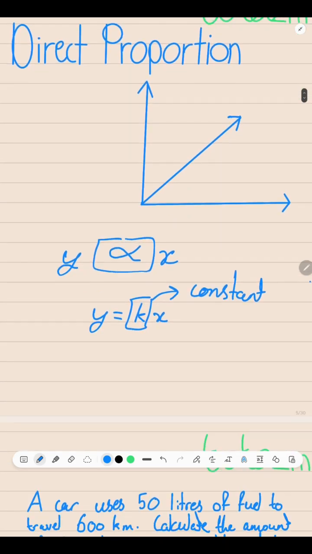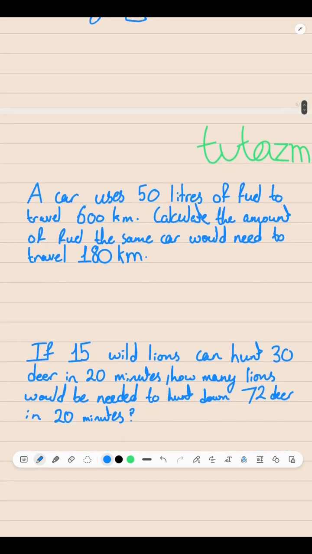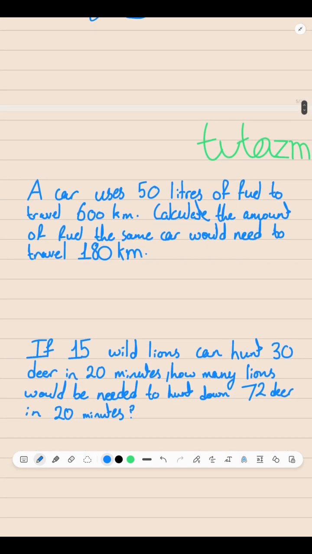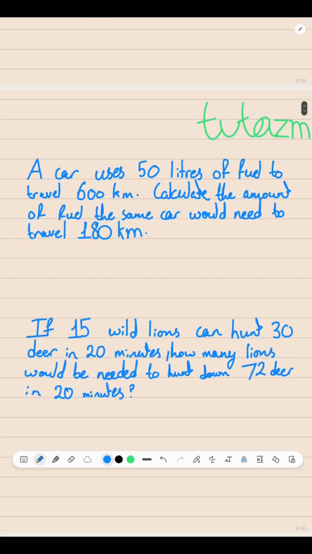Okay, let's look at some examples of directly proportional stuff. A car uses 50 litres of fuel to travel 600 kilometers. Calculate the amount of fuel the same car would need to travel 180 kilometers. The way you'd go about doing this is, we know that y is equal to kx.